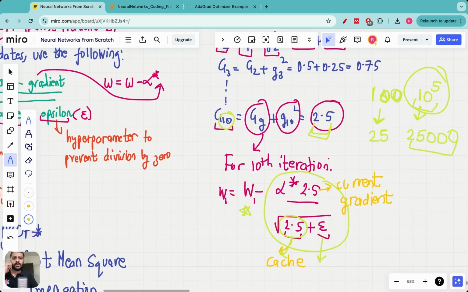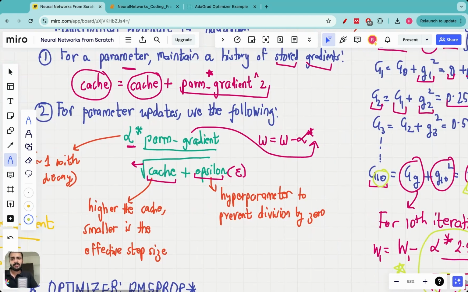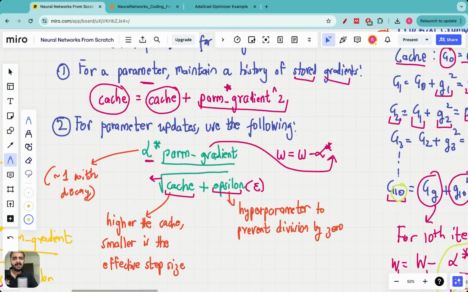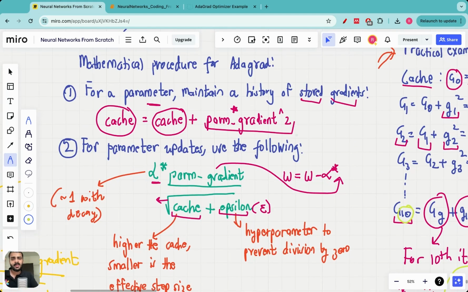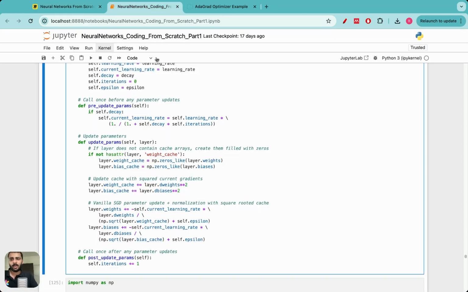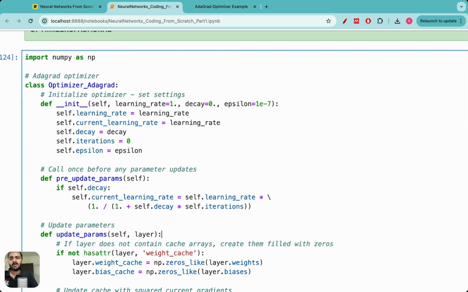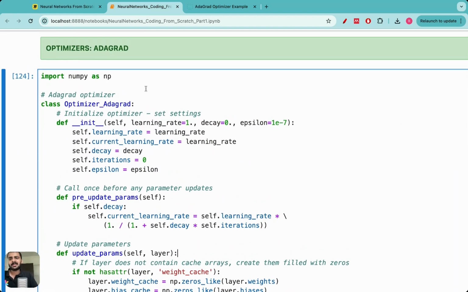Okay, so now I hope you have understood the intuition behind the ADAGRAD optimizer and also the mathematical equations which govern it. We are now going to jump right into the Python code where I'll be showing you how to implement the ADAGRAD optimizer class and also run our code on a specific data set.